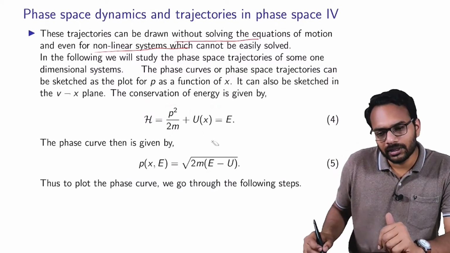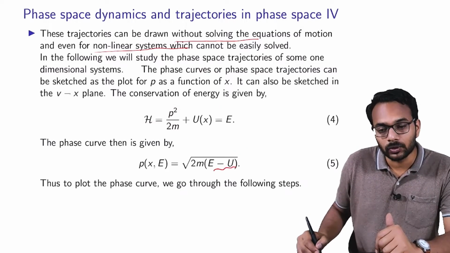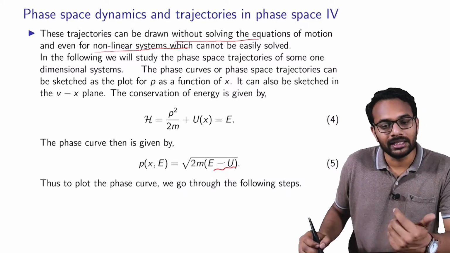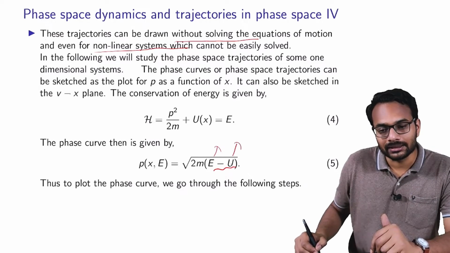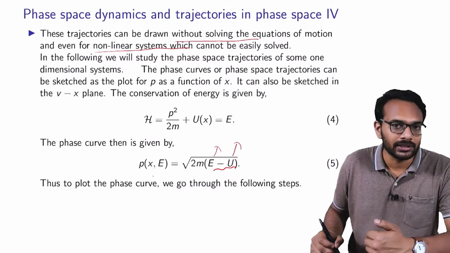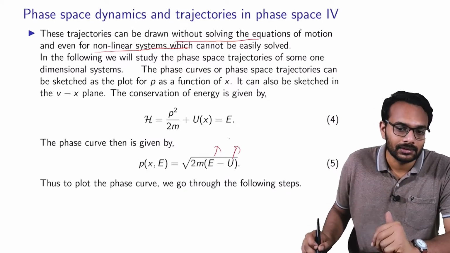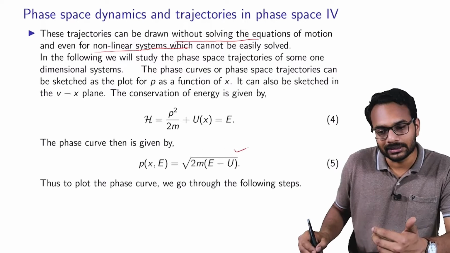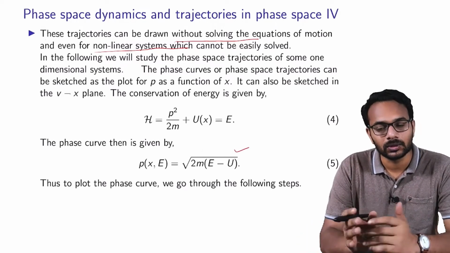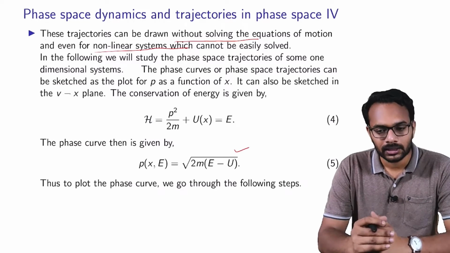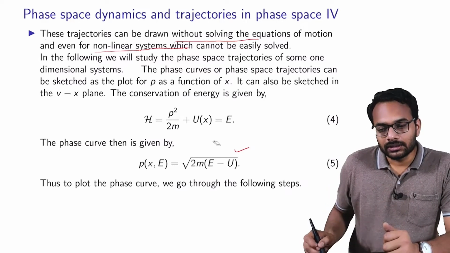We may not even need to do this, but it is instructive, because it says that when E minus U increases, p increases. When E minus U decreases, p decreases. So for a constant energy, if the potential energy increases, then the momentum has to decrease. When the potential energy decreases, the momentum has to increase. It's instructive to keep this in mind. It's not very difficult: p is equal to the square root of 2m(E minus U), or sometimes E minus V.